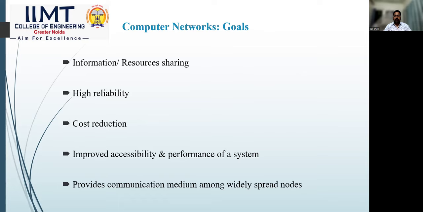Now let us discuss the various goals or objectives of computer networks. Why do we need computer networks? The primary objective of computer networks is information or resource sharing. With the help of computer networks, we can share the information or the resources from one node to another node. It provides high reliability of data transmission. It also reduces the cost of data transmission from one node to another node. The computer networks also improve the accessibility and the performance of a system. They also provide the communication medium among various widely spread nodes.